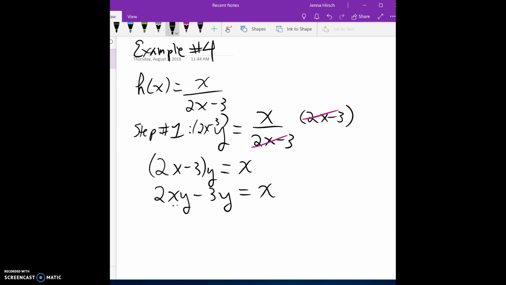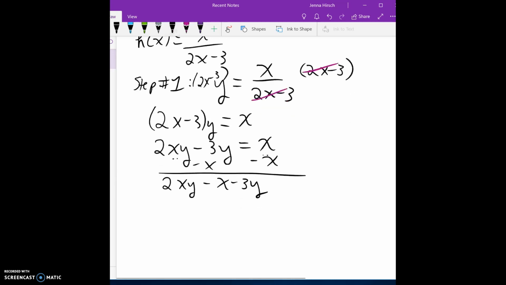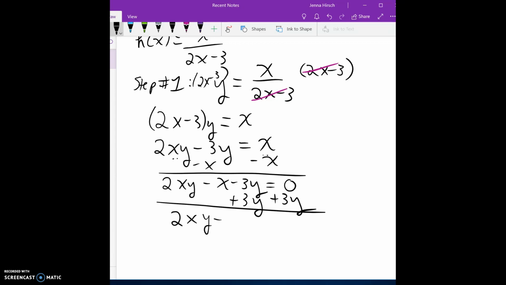And now because I have some x's here and some x's here, I'm going to get everything with an x over on one side of the equation and everything without an x over on the other side of the equation. So that means I'm going to move this x over by subtracting x from both sides. So this gives us 2xy minus x minus 3y, and we can't combine that with anything because we don't have any like terms there, is equal to 0. And then we're going to add 3y to both sides of the equation because there is no factor of x in there. So we have 2xy minus x is equal to 3y.